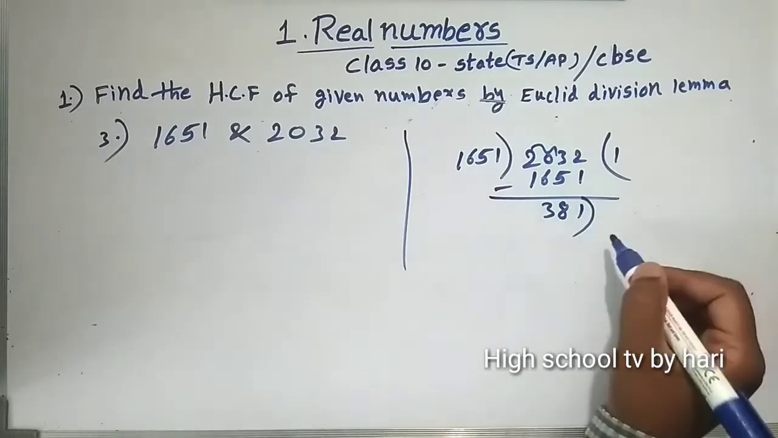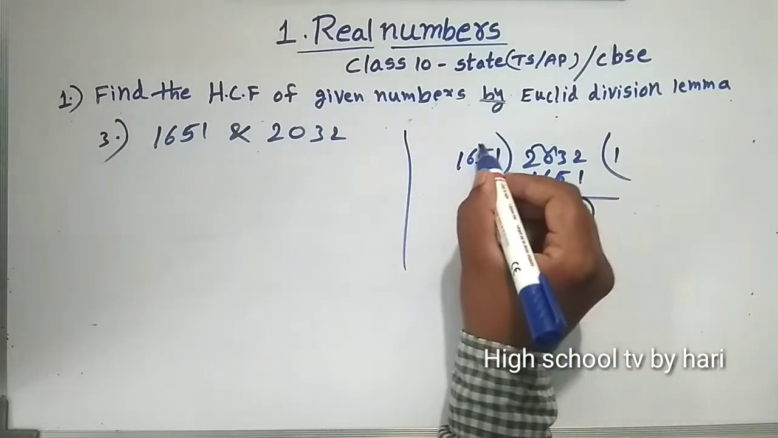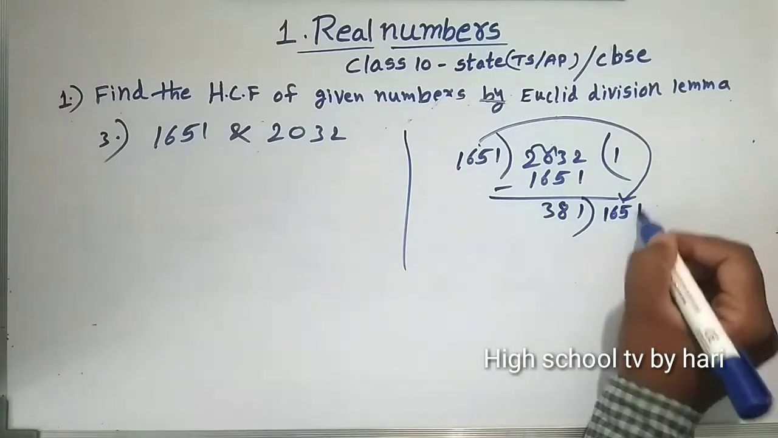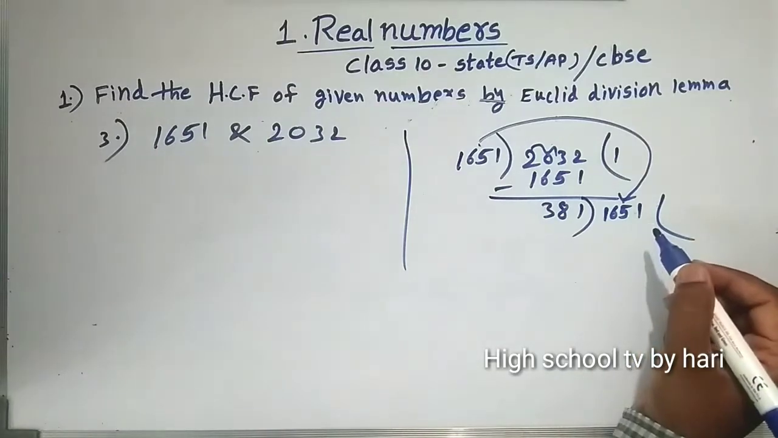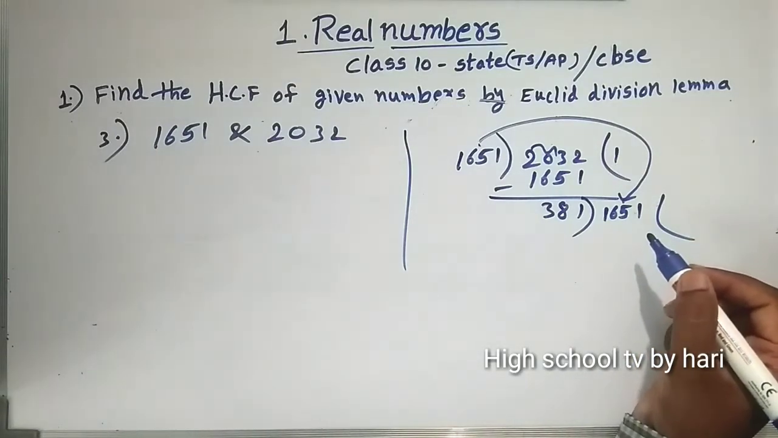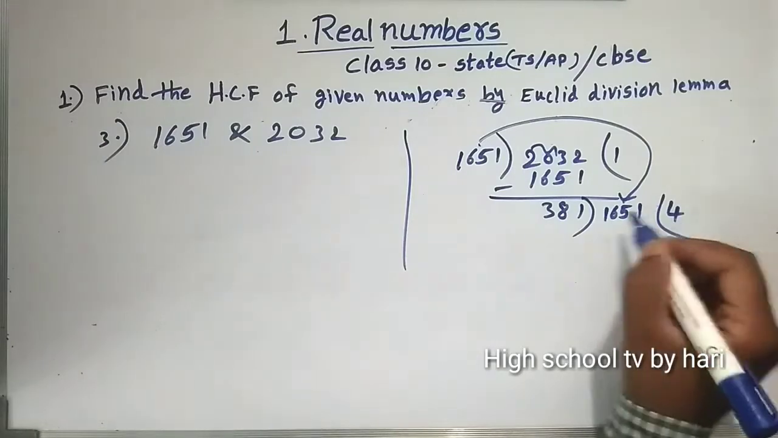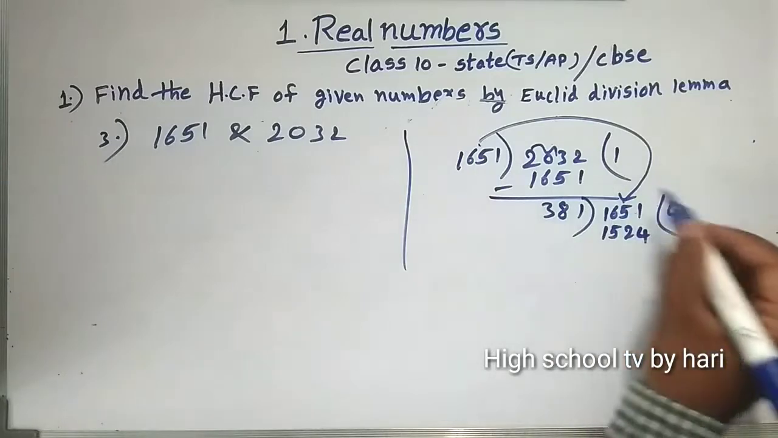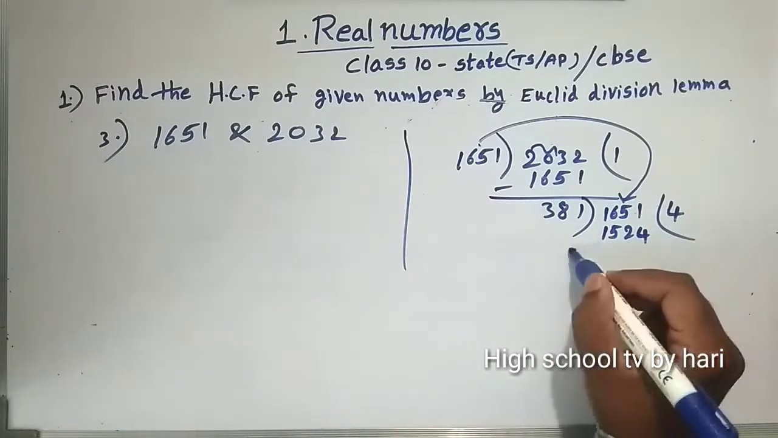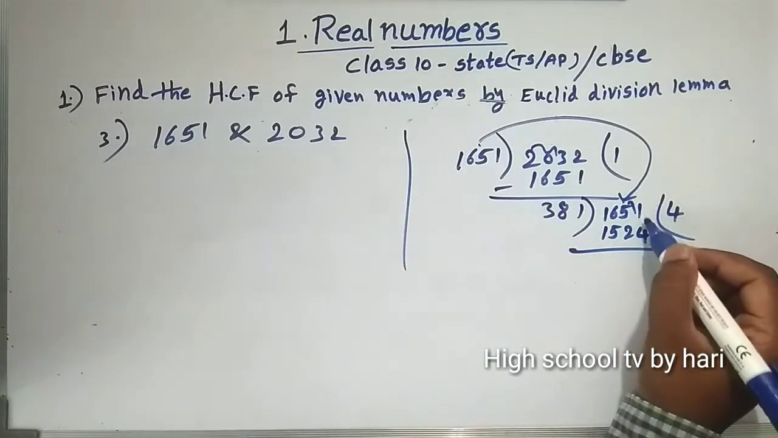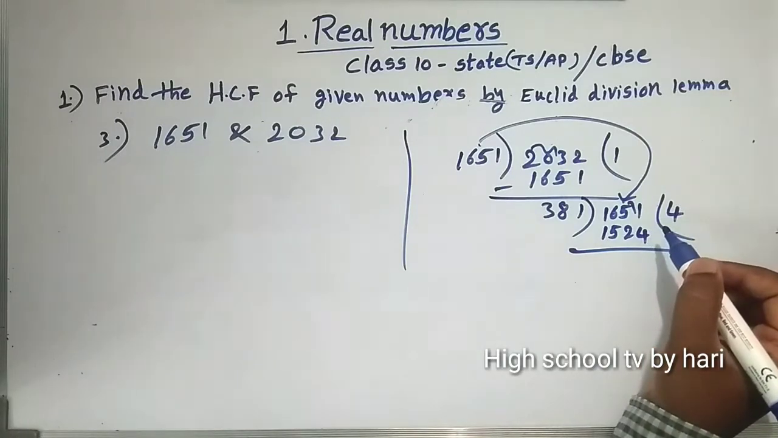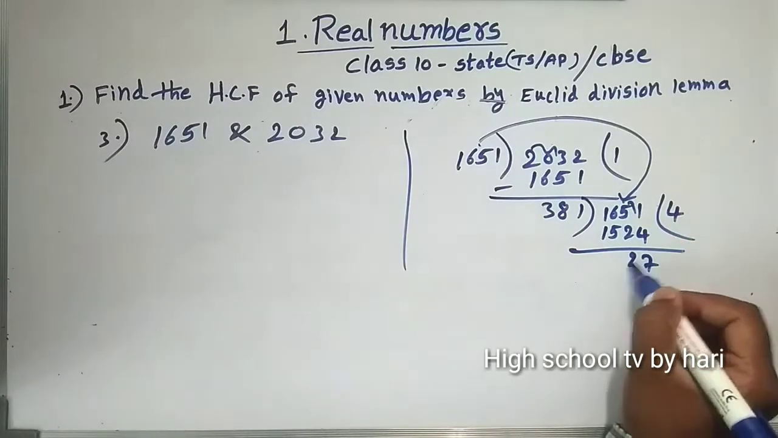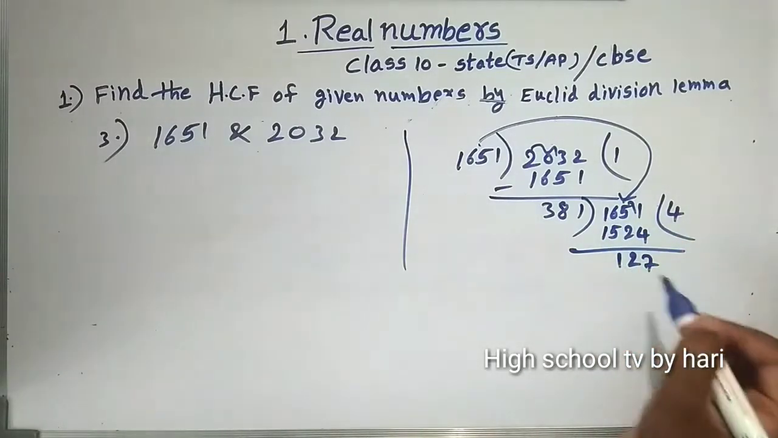This remainder becomes the divisor, and this first divisor becomes the dividend, 1651. And do the same. 381 into 4. It is 1524. Multiply here, you get this answer. 381 into 4, 1524. Now subtraction. Taking 1 borrow, 11 minus 4 is 7. And remaining 4. 4 minus 2, 2. 6 minus 5, 1. 1 minus 1, 0. 127.